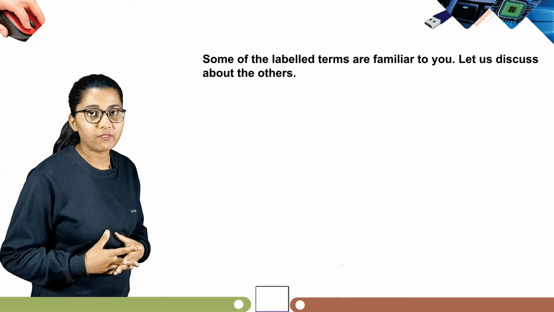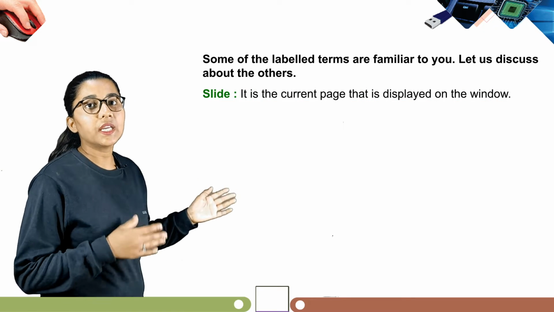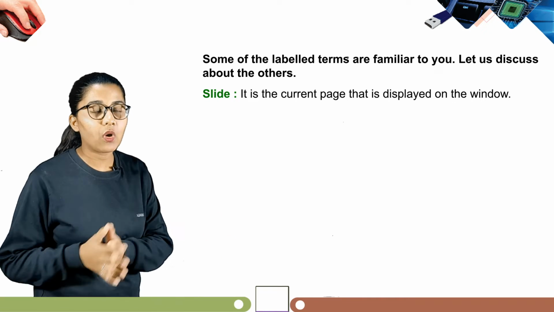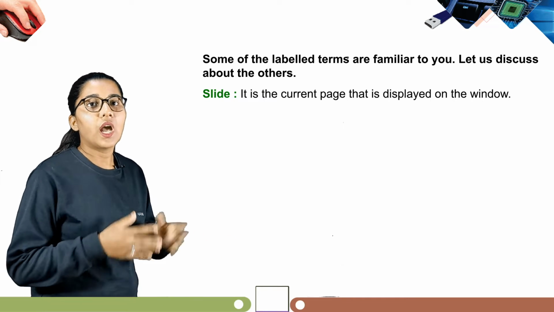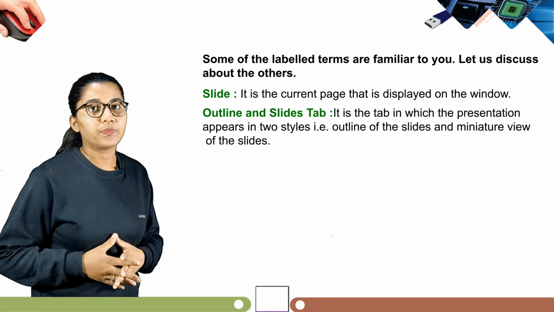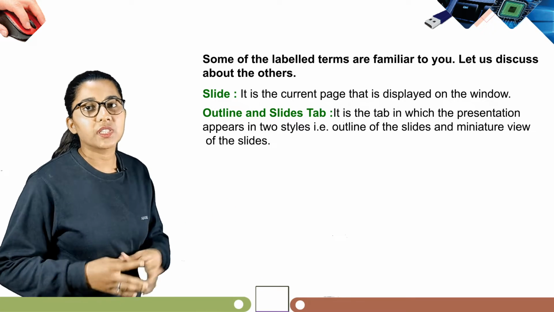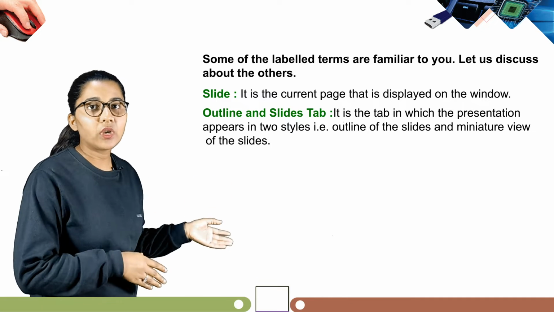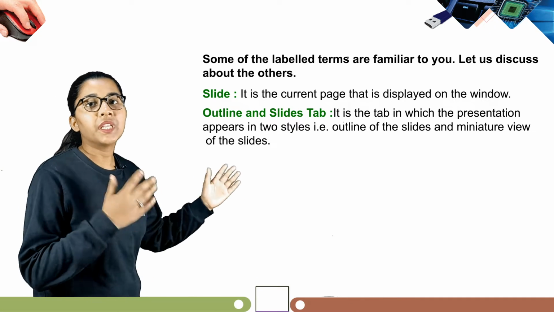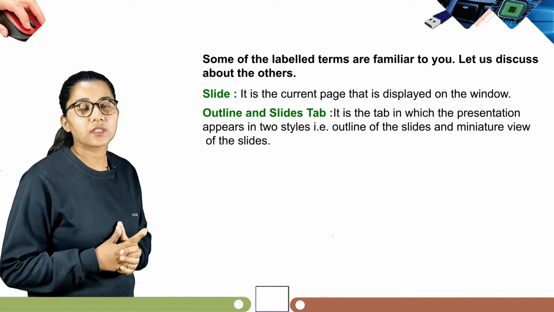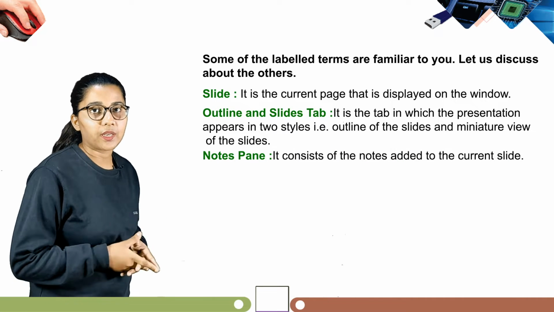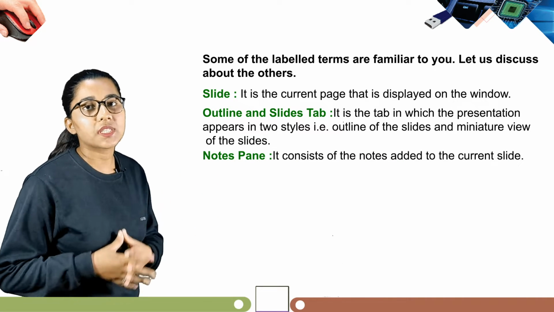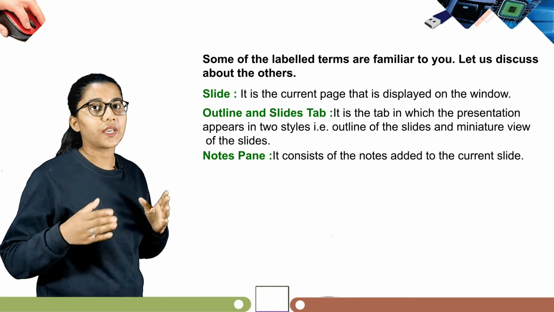So first we have slide. It is the current page that is displayed on the window. Now outline and slide tab. It is the tab in which the presentation appears in two styles: outline of the slides and miniature view of the slides. Now notes pane. It consists of the notes added to the current slide.